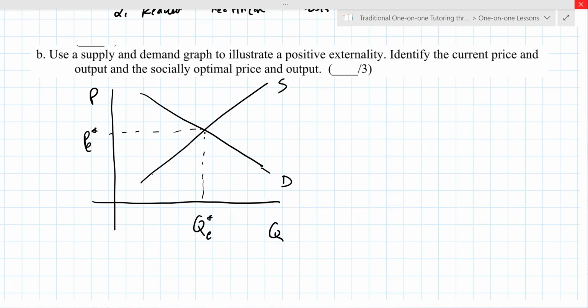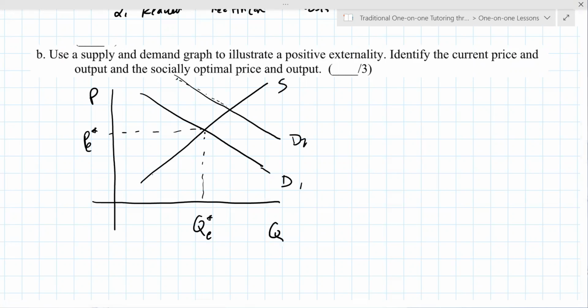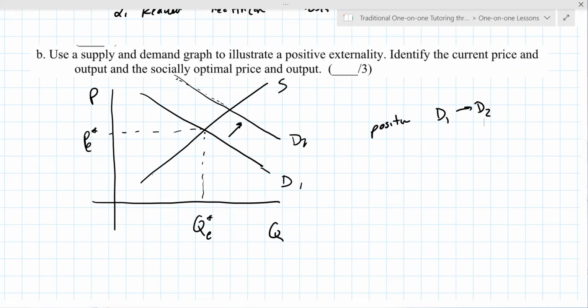Do you think maybe it's a supply change? No, it would be a demand change, right? I think it's a demand change is probably what they're looking for. So I would go D1 to D2 here. And that's generally the positive externality direction. Because more people are getting happy over it, there's going to be more demand. Demand should increase for it.